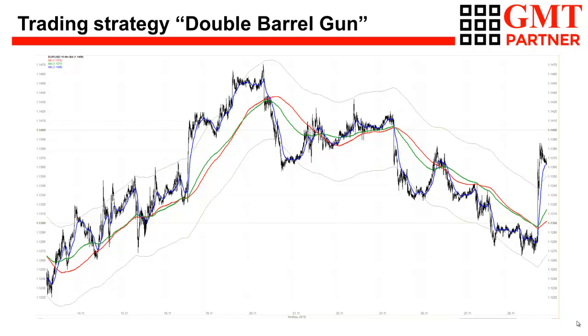The objective of this strategy is to profit from daily short-term market movements that can last from a few minutes to several hours. Trading in accordance with the rules of the full version of double barrel gun trading strategy, on average, will get you about 10 to 15 transactions on each financial instrument within 1 month. Most of the transactions of this strategy are opened and closed within one trading day.